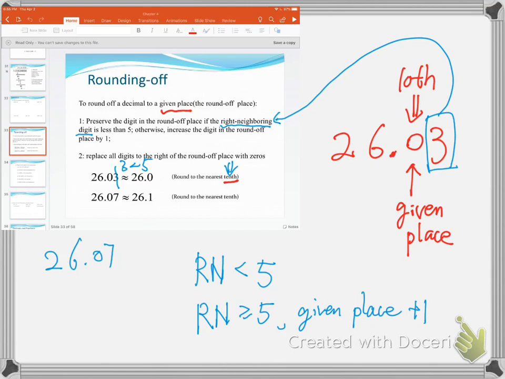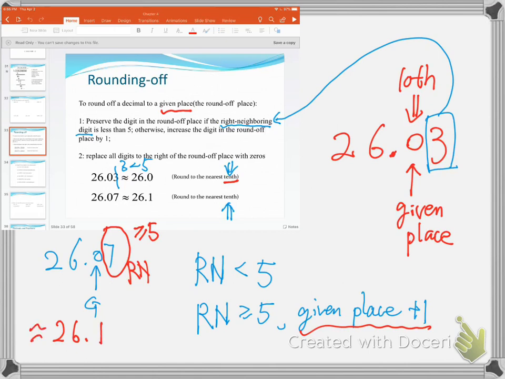The second example is 26.07. So we still want to round this number to the tens place. So this is the given place, and the 7 is the right neighboring digit. So 7 is greater than or equal to 5. The given place will be increased by 1. So you will get 26.0 plus 1 is 1. So the answer is 26.1 for the second example.